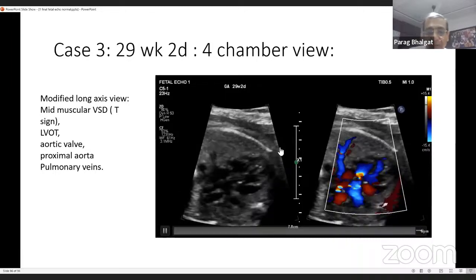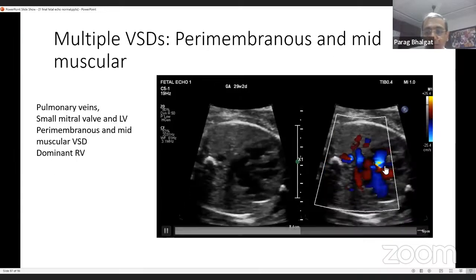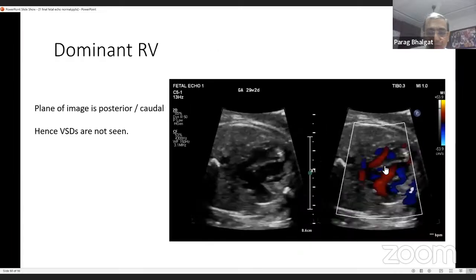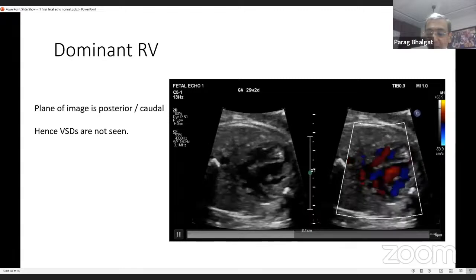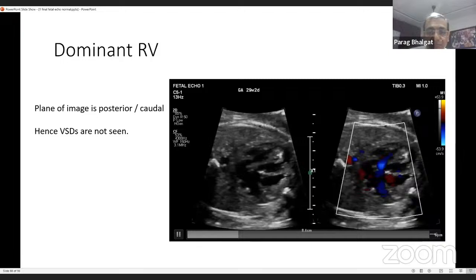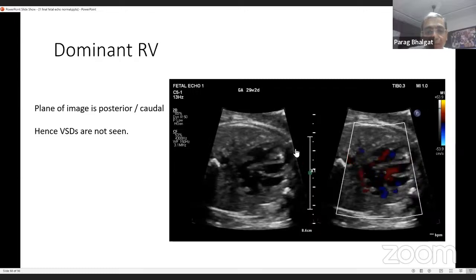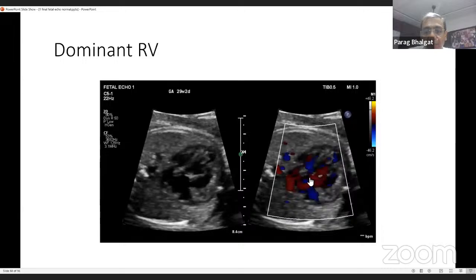Dominant right ventricle, small left ventricle, small perimembranous VSD. This is a posteriorly placed plane, so we cannot see all the VSDs there. You can just appreciate one VSD in this case. Okay, so we can appreciate the pulmonary venous drainage, small left ventricle up to the apex, right ventricle.